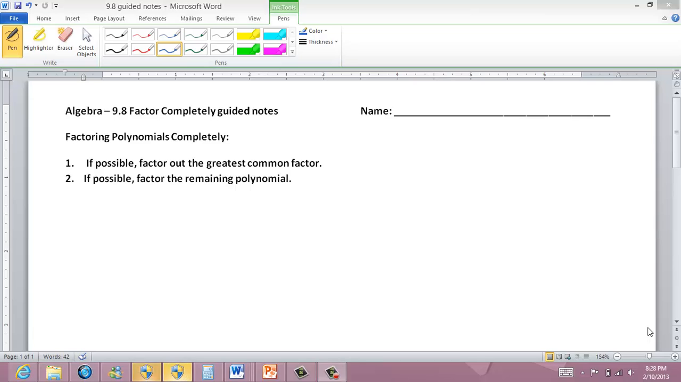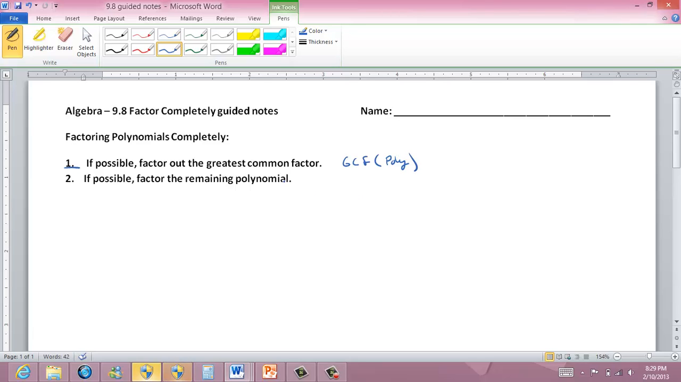Now, this is no different than everything we've been doing. All we're doing is taking everything and putting it together. Now, when factoring polynomials completely, the first step is we look to see if there's a greatest common factor. And if possible, we'll factor out that greatest common factor. So we'd have the greatest common factor times some remaining polynomial.